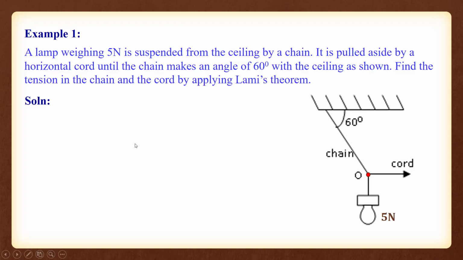A lamp weighing 5 Newton is suspended from the ceiling by a chain. It is pulled aside by a horizontal cord until the chain makes an angle of 60 degrees with the ceiling as shown in the figure. Find the tension in the chain and the cord by applying Lami's theorem. So in this question, we are asked to find out the tension which is developed on the chain due to the weight of this lamp as well as the force developed on the cord.